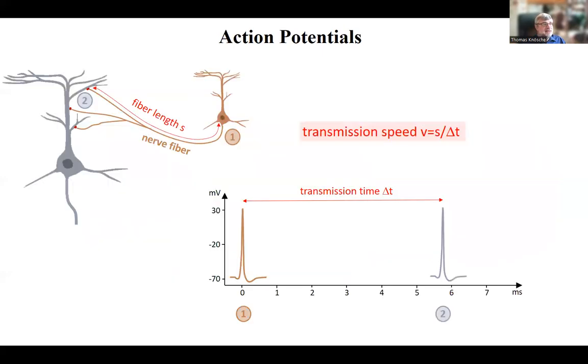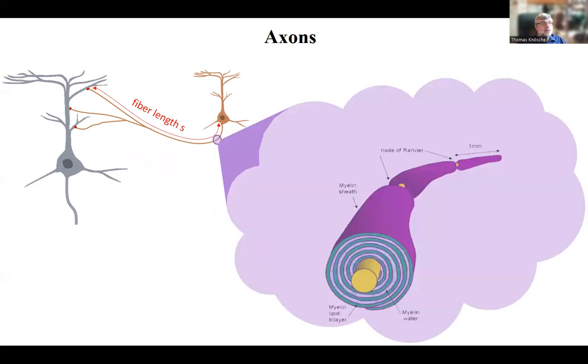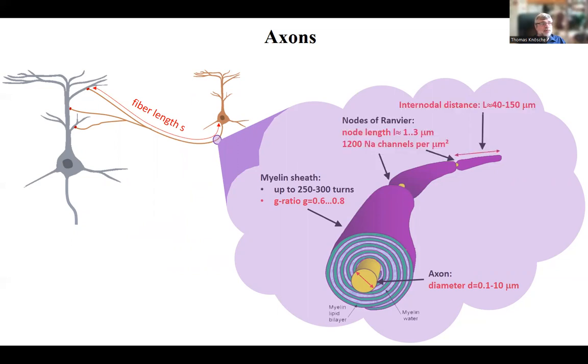So a single axon can be described by its transmission delay, which of course depends on the fiber length, which we can obtain non-invasively by diffusion MRI, for example, diffusion tractography, and by its transmission speed, which is again linked to microstructural properties, such as the diameter of the fiber, the relative thickness of the myelin sheath, quantified by the G ratio, and the parameters of the interruptions of the myelin sheath, the so-called nodes of Ranvier, and the internodal distances between these.